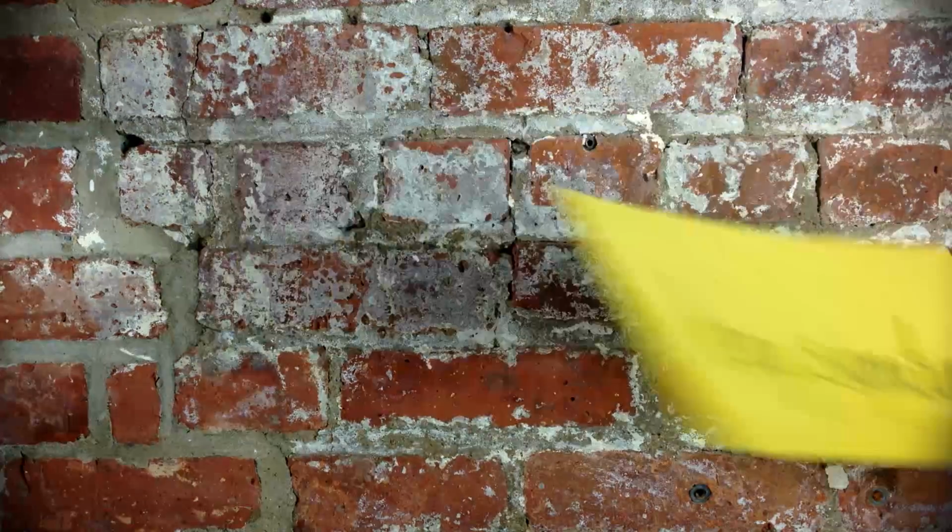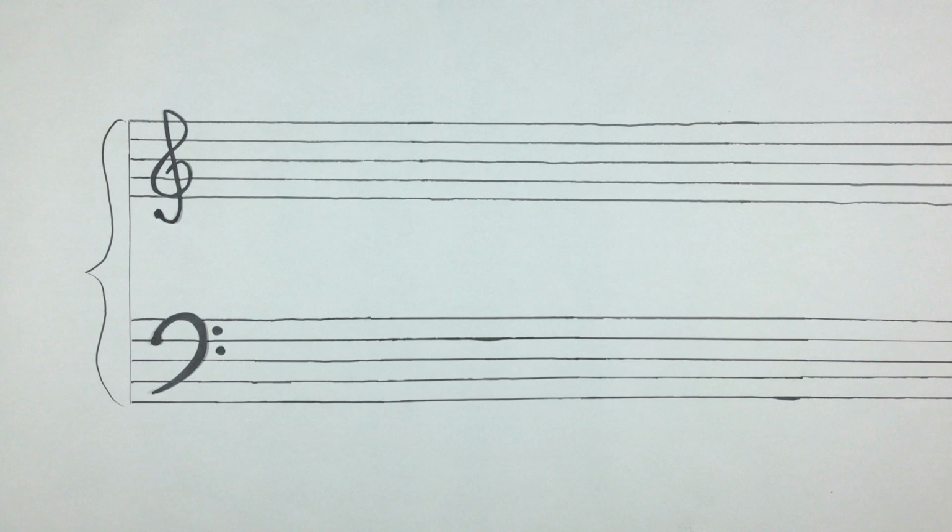The key signature. Right after the clef, we have the key signature, which tells you which sharps or flats to play throughout the piece of music. This also tells us what key we'll be playing in.